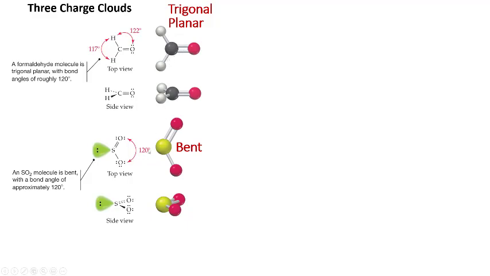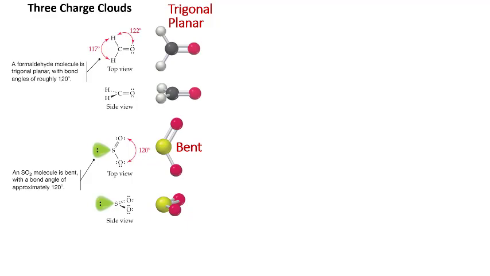Or it can be two sets of bonds, so a double bond and a single bond, and then a lone pair. So remember, those lone pairs also count as a charged cloud as well. So both of these molecules here exist with three charged clouds. Okay? And so what we have here is what's called the parent geometry and then the daughter geometry.